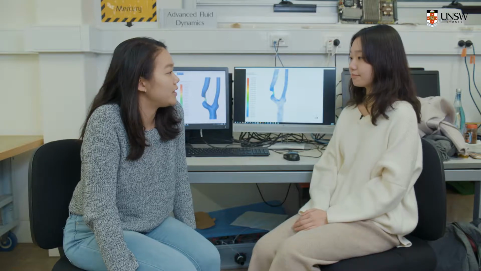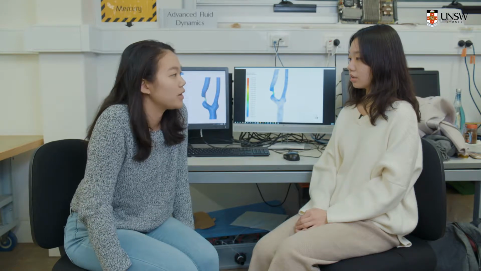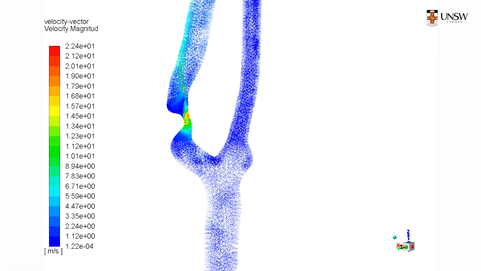So you ran transient simulation. How did you get the velocity profile and why is it so important to run a transient analysis? So for transient analysis, I can get different hemodynamic factors, including velocity profiles, time average wall shear stress, and oscillatory shear index.